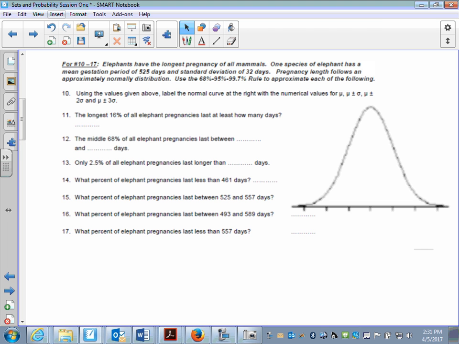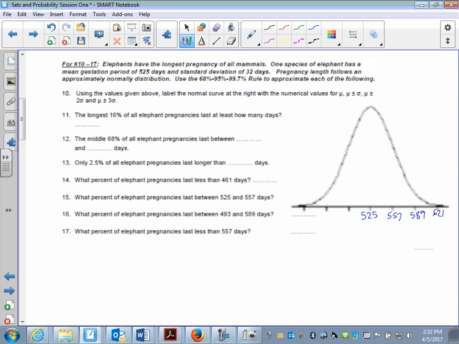All right, so we have 525 days here. And if we add 32, that gives us 557 at one standard deviation, and add 32 again, that gives us 589, and 32 more would be 621.